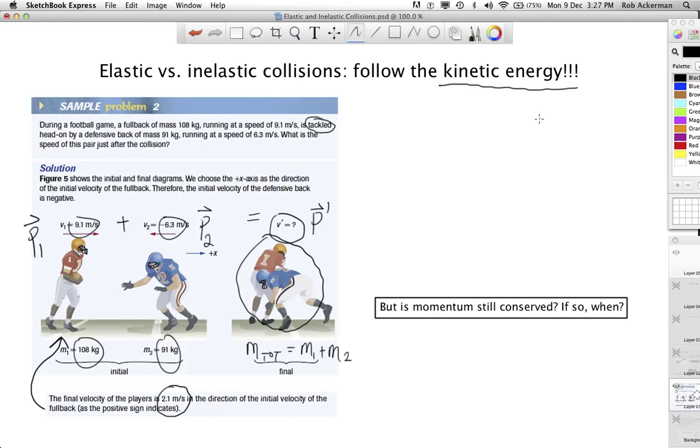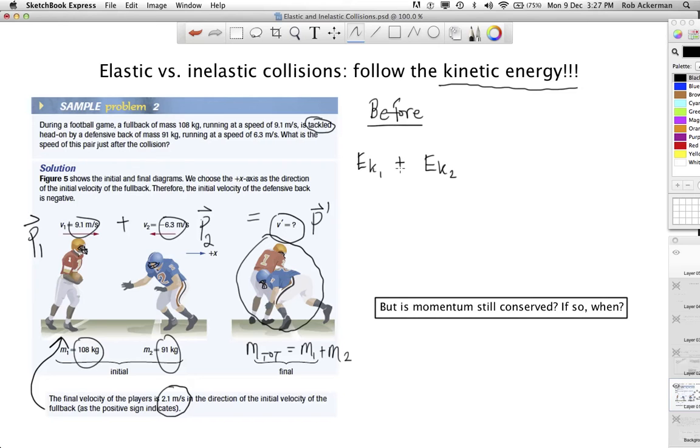Let's follow the kinetic energy in the question. And what do I mean by follow the kinetic energy? Here's what I mean. Before the collision, each player had a certain amount of kinetic energy. There was player number 1, the fullback. He had kinetic energy, we'll call it EK1. And the defensive player, the defensive back, had a certain amount of kinetic energy. We're going to call that EK2.